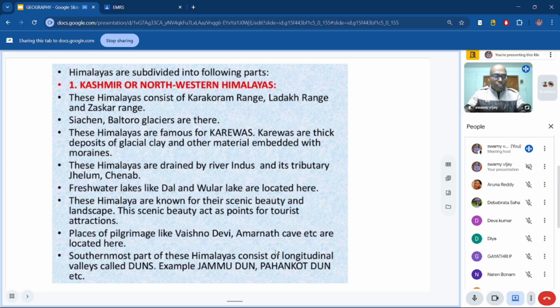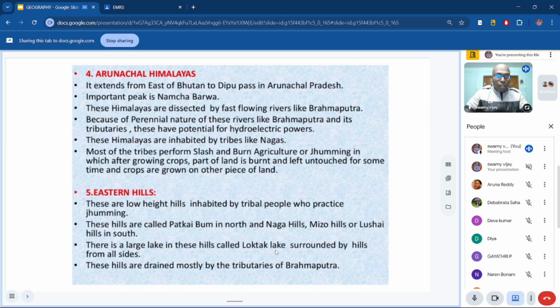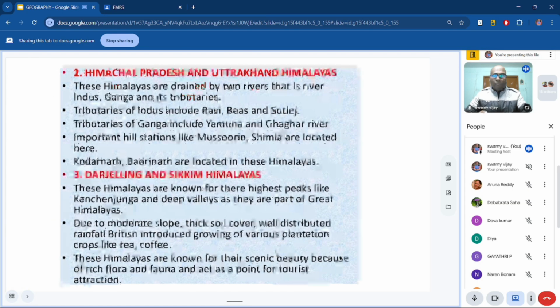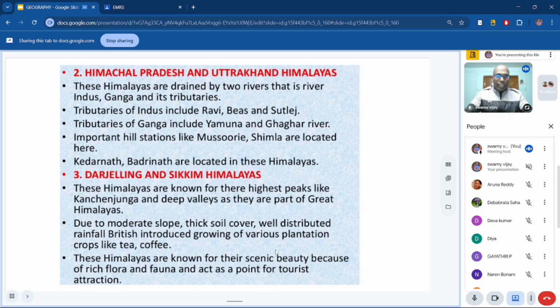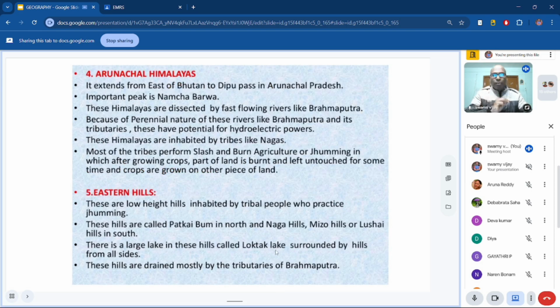You may get these kind of questions in the examinations. Okay. Next one is Himachal Pradesh and Uttarakhand Himalayas. Third one is Darjeeling and Sikkim Himalayas. Then Arunachal Himalayas and Eastern Hills. That means the Himalayas are divided into Kashmir and Northwestern Himalayas, Himachal Pradesh and Uttarakhand Himalayas, Darjeeling and Sikkim Himalayas, Arunachal Pradesh Himalayas and Eastern Hills.